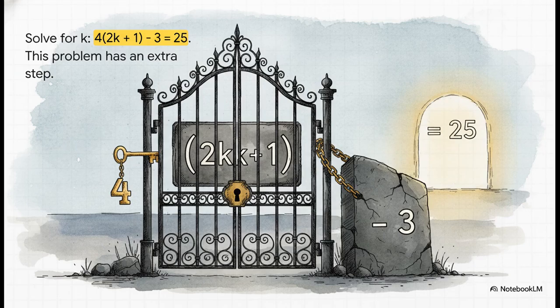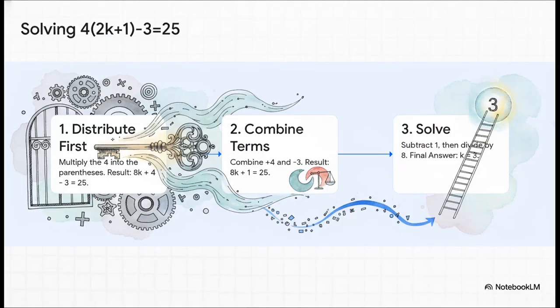This one has an extra number just kind of hanging around outside the parentheses, even after we're done distributing. So the most important thing here is the order you do things in. You must distribute first to unlock the gate. So 4 times 2k is 8k, and 4 times 1 is 4. This leaves us with 8k plus 4 minus 3 equals 25.